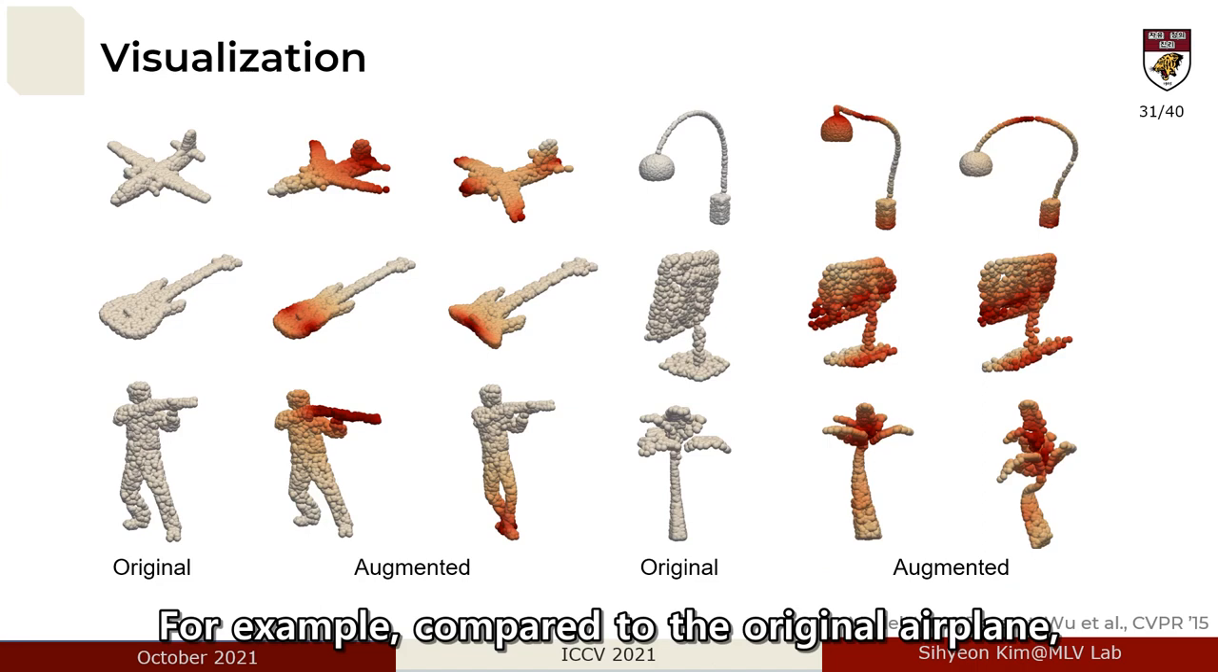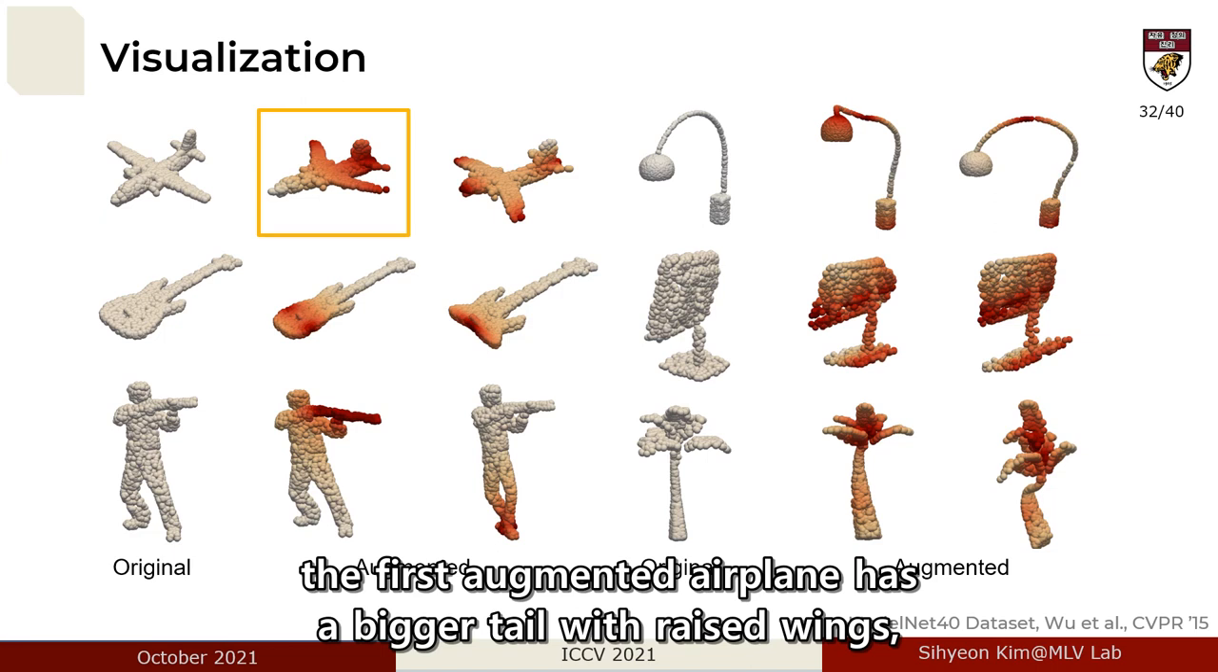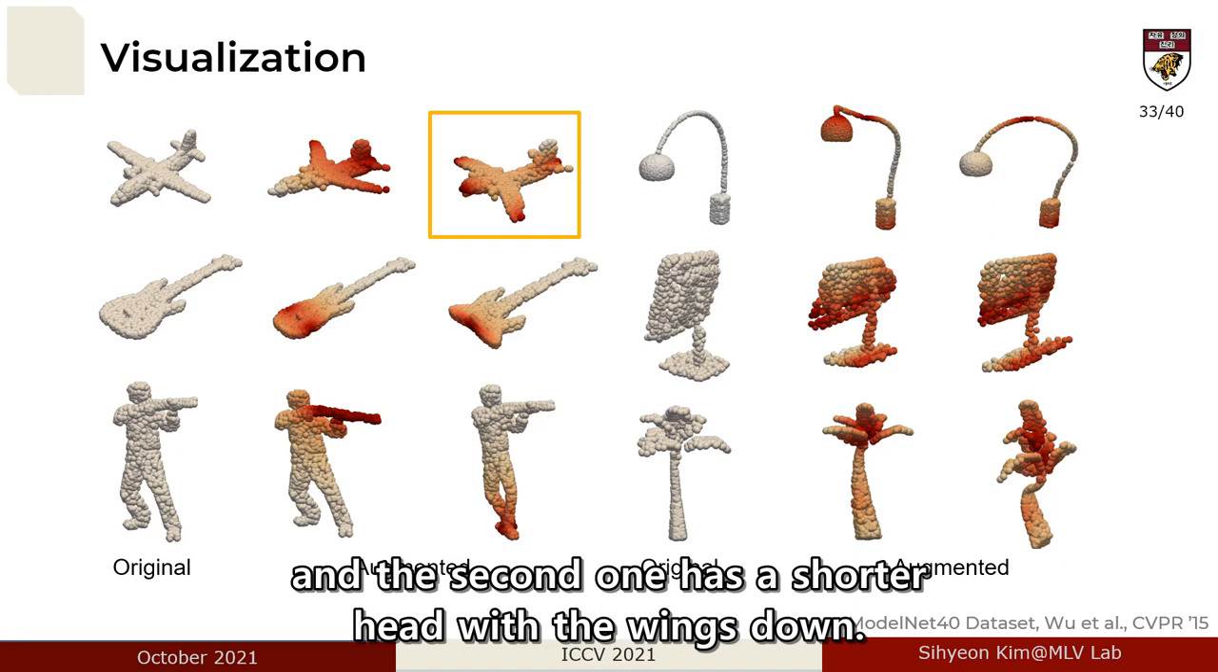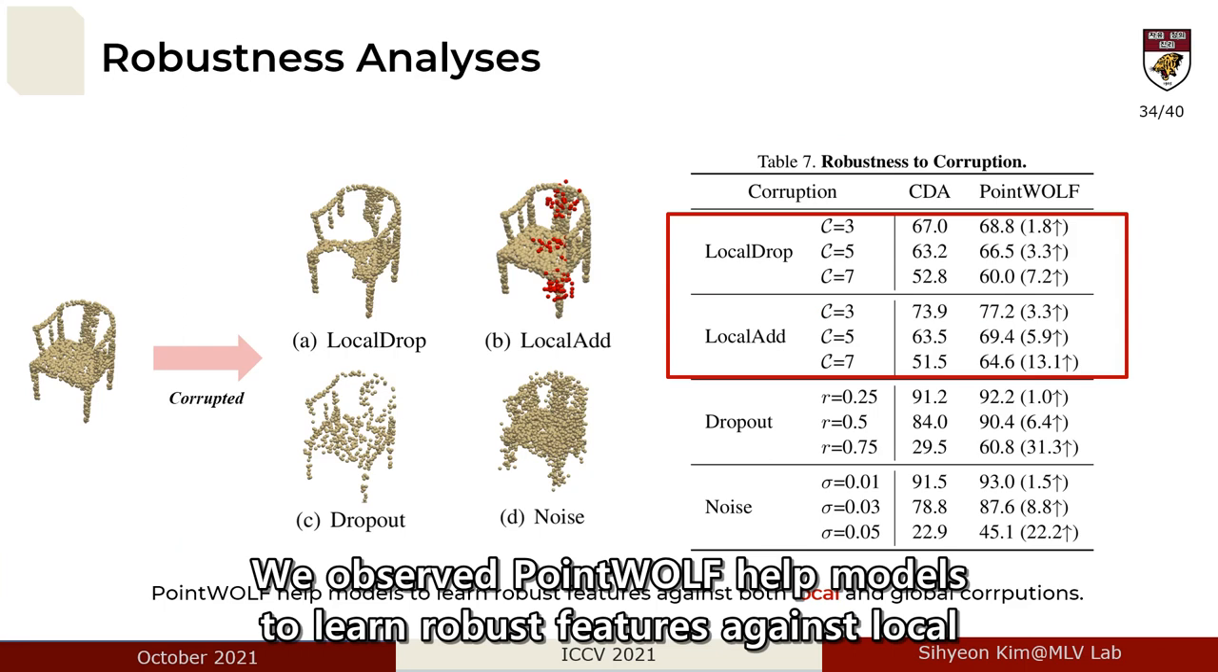For example, compared to the original airplane, the first augmented airplane has a bigger tail with raised wings, and the second one has a shorter head with the wings down. In addition, we analyzed the robustness to various corruptions. We observed PointWolf helped models to learn robust features against local and global corruptions compared to CDA.